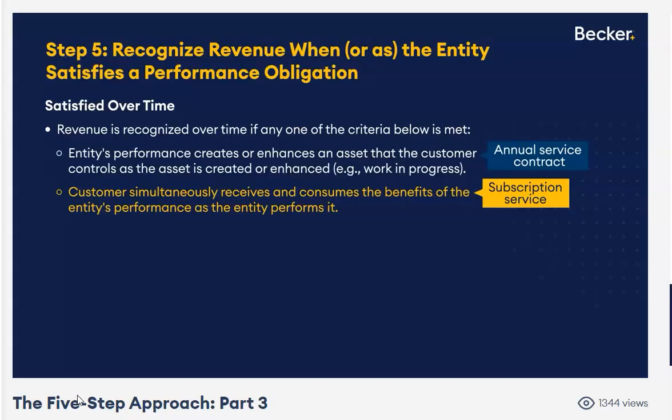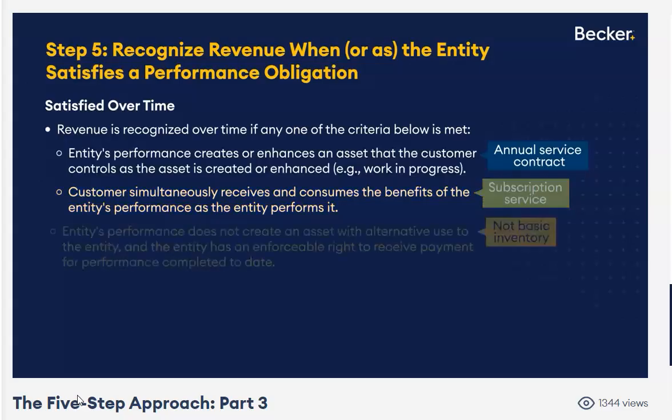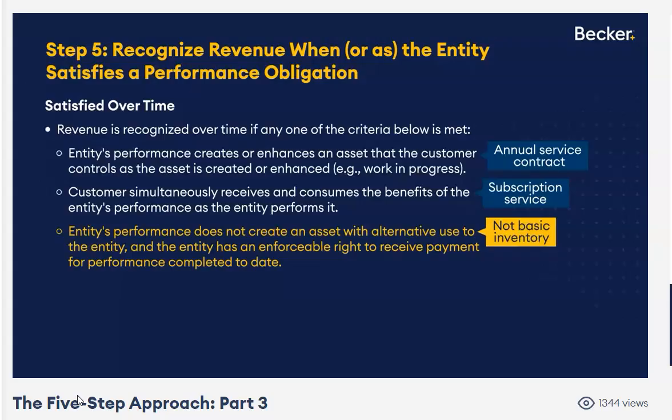Or the customer simultaneously receives and consumes the goods, such as I have a website, maybe a blog, and I say if you pay X, you're entitled to view this every single day. So therefore, I allocate the revenue that you paid me over the time that you are able to access my website. And then, of course, the entity's performance does not create an asset with any alternative use. In other words, we're not making basic inventory. If all you're doing is making basic inventory, then you wait until that inventory is sold. This has to be for that customer with their access to it.